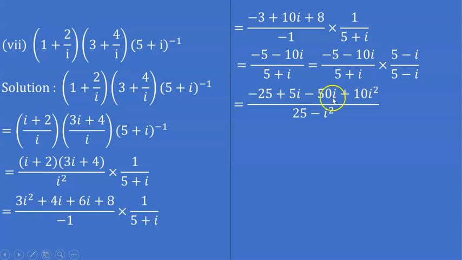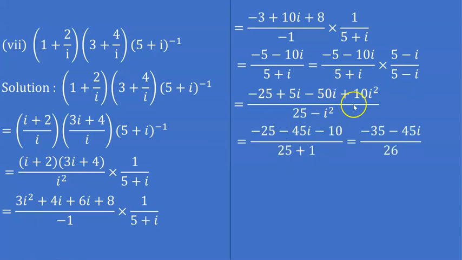Minus 5 into 5, you will get minus 25. Minus 5 into minus i, you will get 5i. Minus 10i into 5, you will get minus 50i. Minus 10i into minus i, 10i square. And next, the denominator, 5 plus i into 5 minus i. Then by using the formula, in bracket a plus b into a minus b, a square minus b square, similarly here, 5 square minus i square.